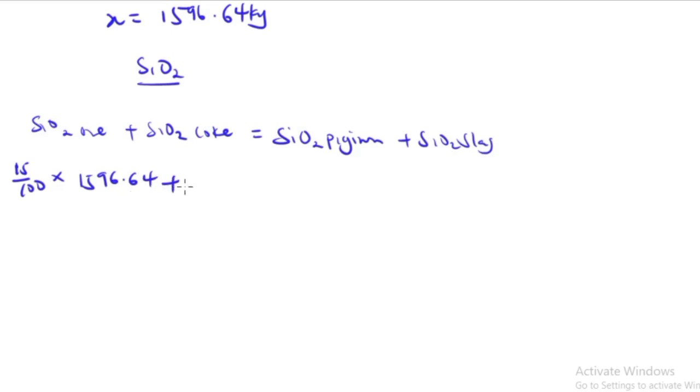Then we have the silicate in the coke, which is 10% in the coke. So 10 over 100 times the coke, which is 1000. And then we have the silicate. Let's go to the pig iron. In the pig iron, we have silicon.